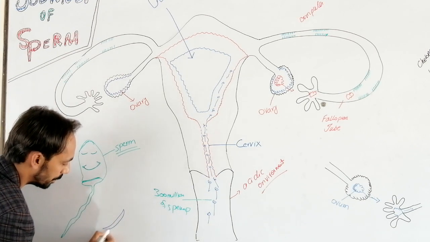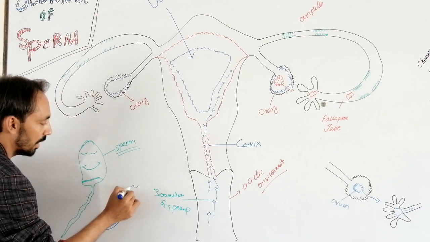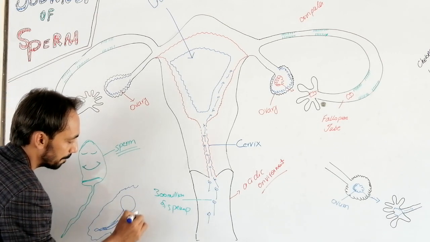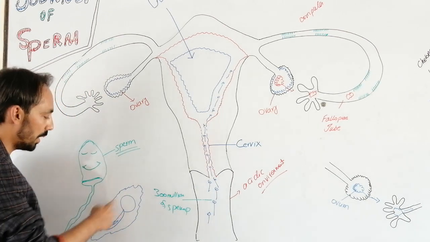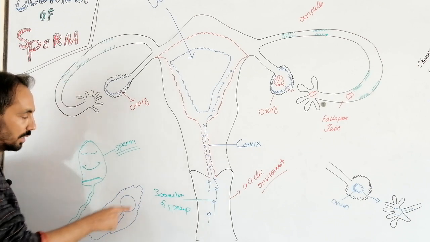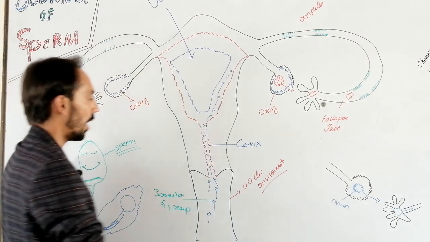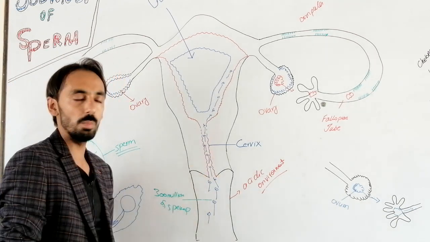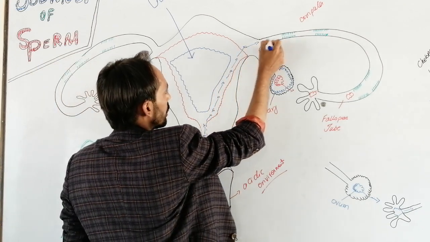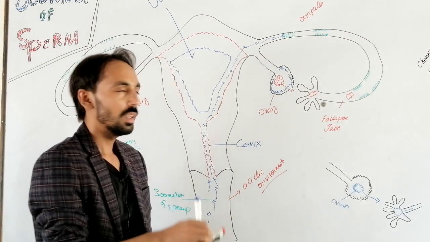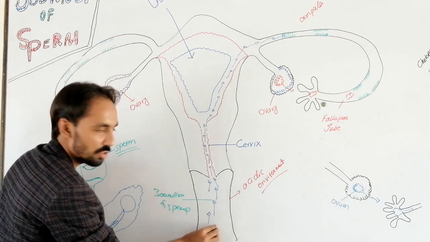Suppose this is the sperm, and this is the tail of the sperm. These sperms are engulfed by the immune cells. So millions of other sperms will die due to these immune cells. After that, the surviving sperms will move finally towards the fallopian tube, right? So our sperms are released here.